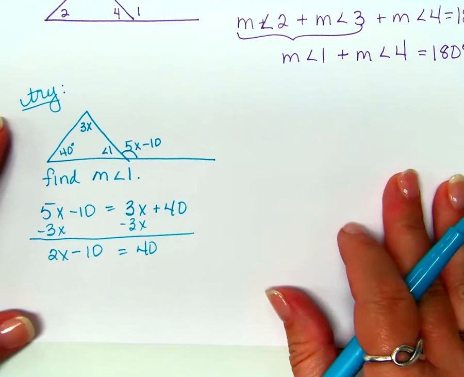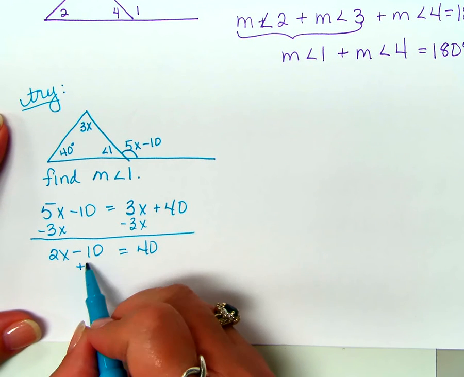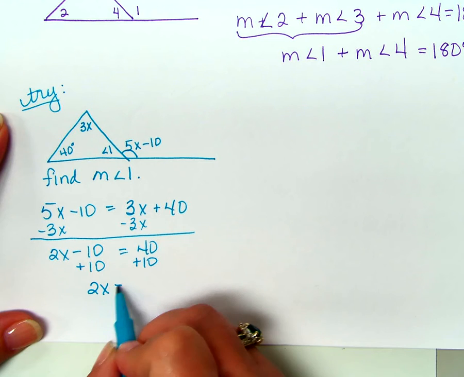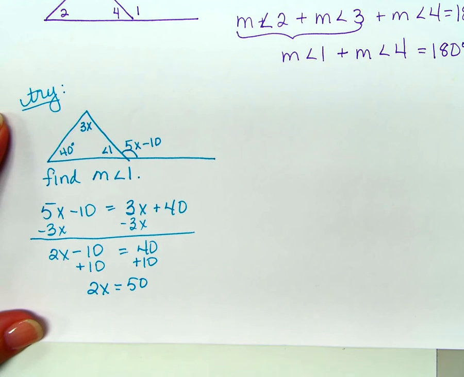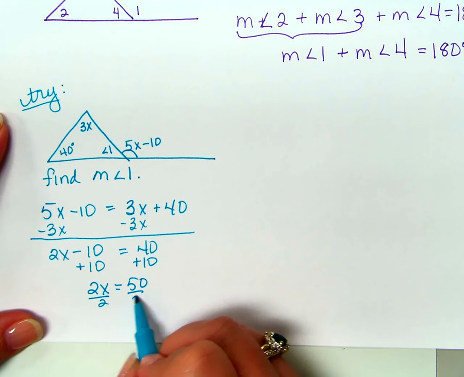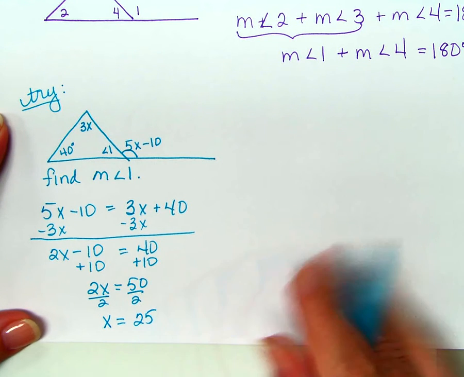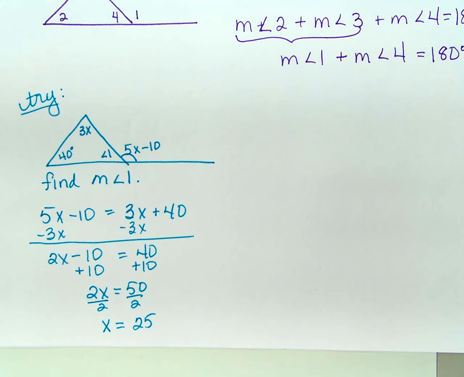What should I do now? Plus 10. Plus 10. 2x equals 50. Divide by 2. X equals 25. So that's my answer, right? I'm done. False. Why? Why not?